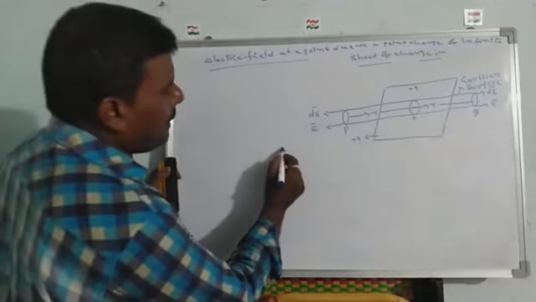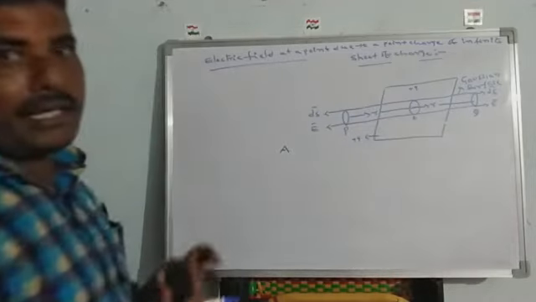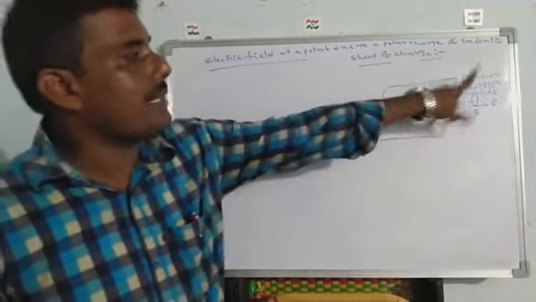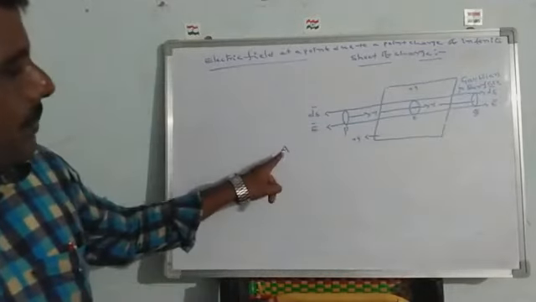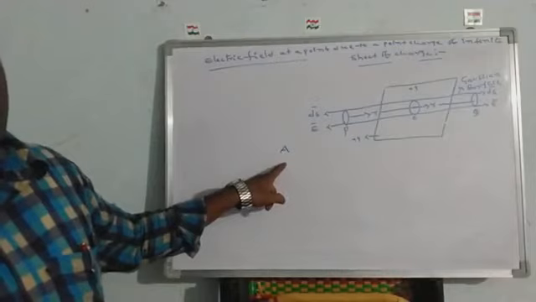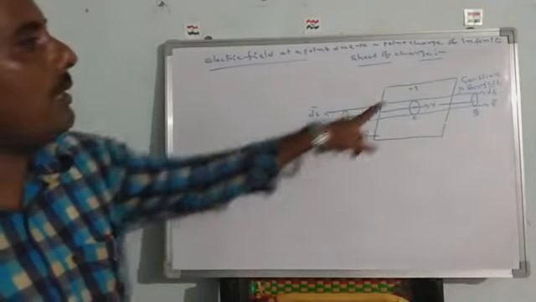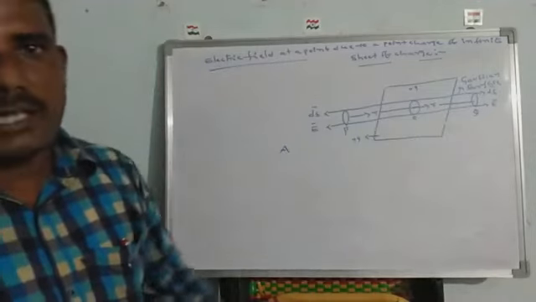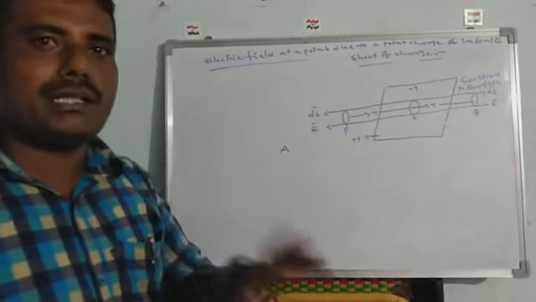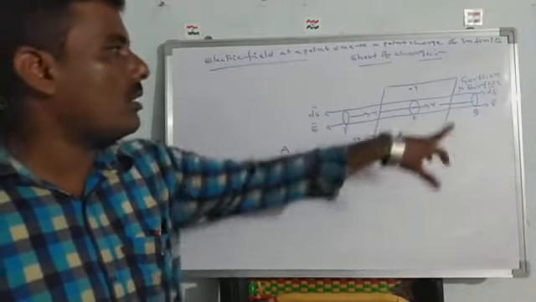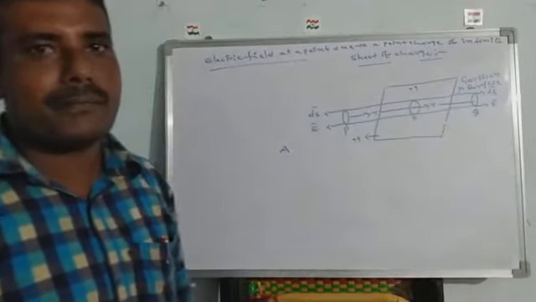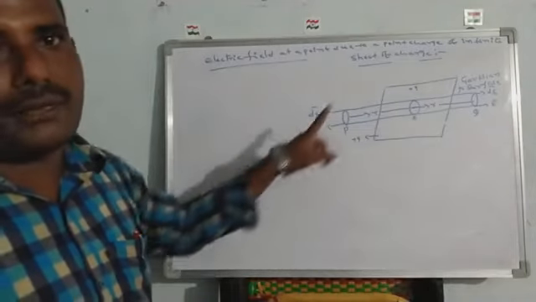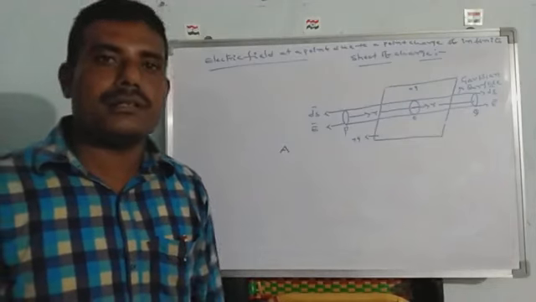Let capital A be the cross-sectional area of an imaginary Gaussian surface. A Gaussian surface is nothing but an imaginary surface. That imaginary surface is called a Gaussian surface. So let A be the cross-sectional area of an imaginary Gaussian surface.